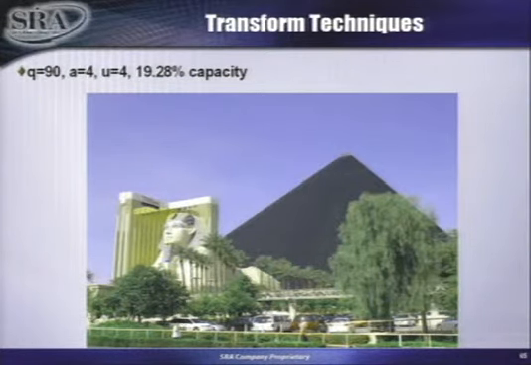Now, what about this one? Can you tell there's something weird about it? This one I bumped alpha up to 4 and U up to 4. And I got close to a 20% capacity, which is pretty good. If you have a 4 megabyte JPEG, then 20% capacity is about 800K. That's a pretty reasonable capacity with that.